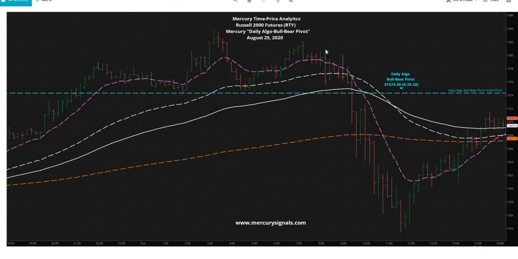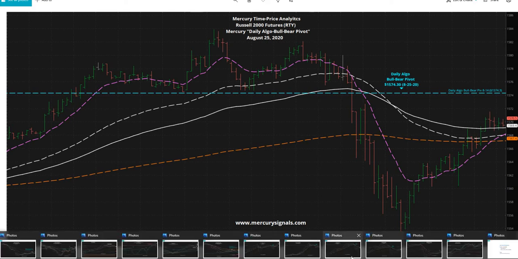Here's the Russell 2000. Again, the algo is run prior to 8 a.m. It was trading up here. This is your daily bull bear pivot for the day session. This is not good action. You close barely above the short-term trend. Nonsense.